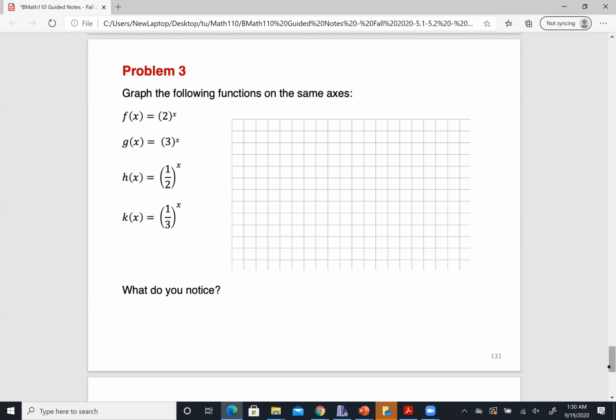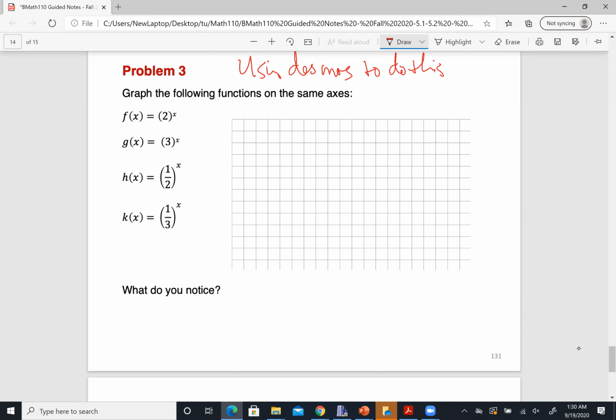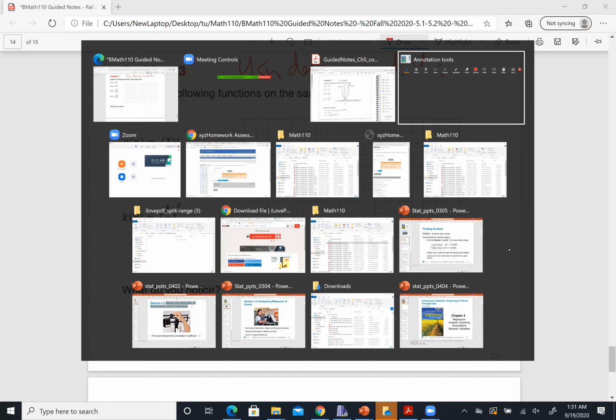So this is part number 3. We want to graph the following functions on the same axis. I would recommend doing this problem using decimals. Okay, so let me show you. Let's go to the decimals.